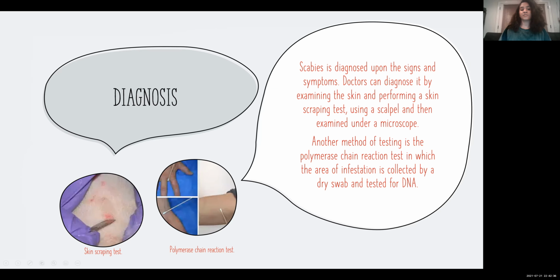Here we have diagnosis. Scabies is diagnosed upon the signs and symptoms. Doctors can diagnose it by examining the skin and performing a skin scraping test using a scalpel going sideways and then examining the test under a microscope. Another method of testing is the polymerase chain reaction test, in which the area of infestation is collected by a dry swab and then tested for its DNA.